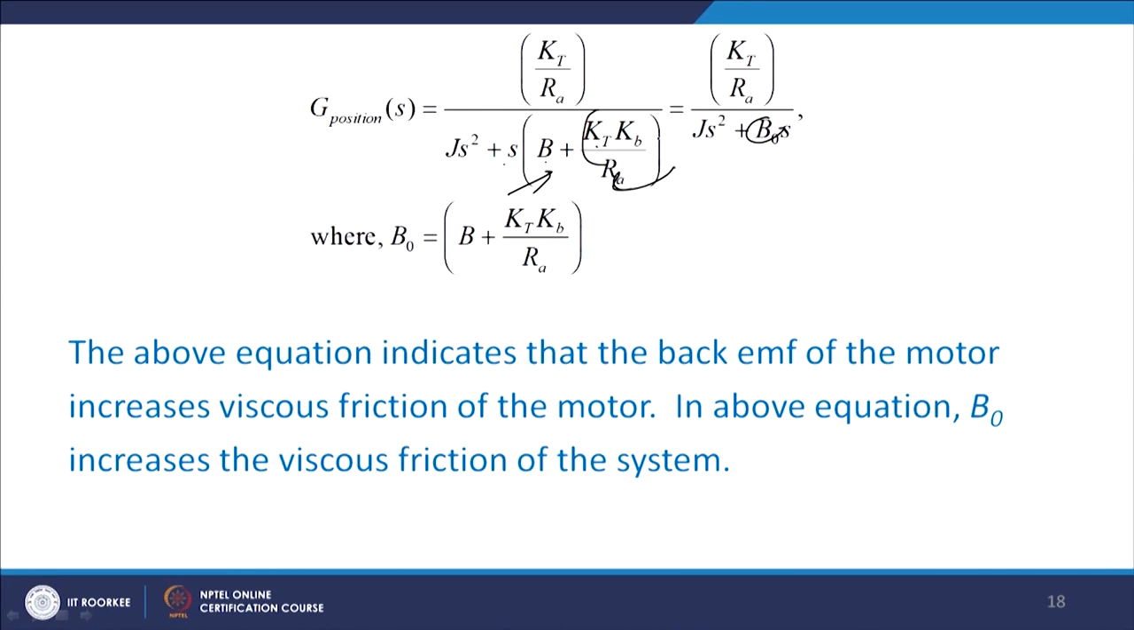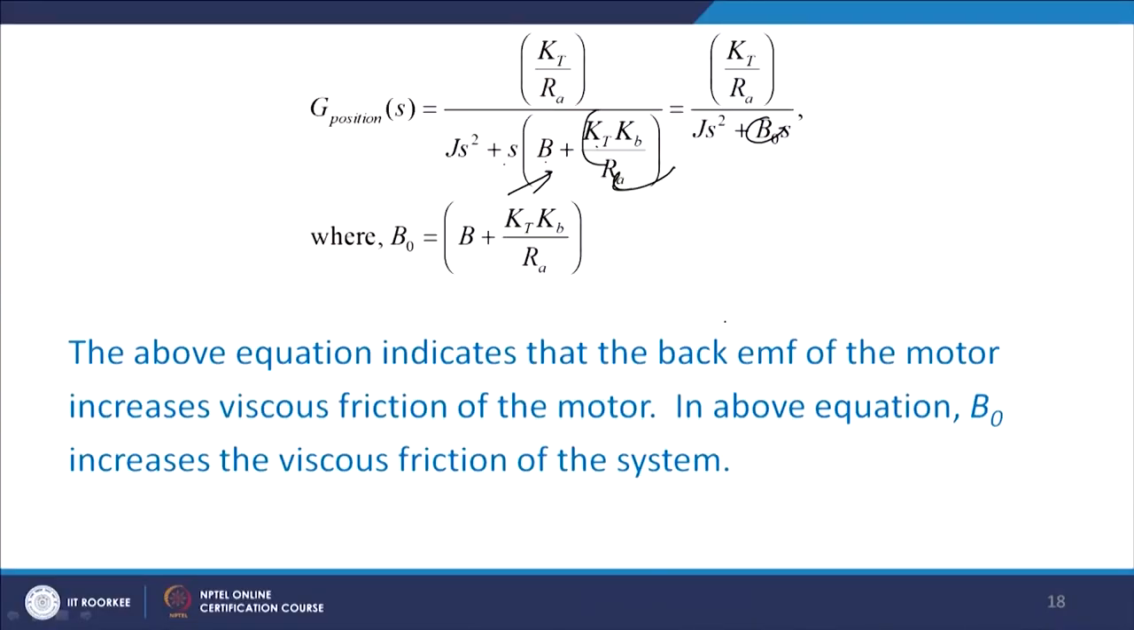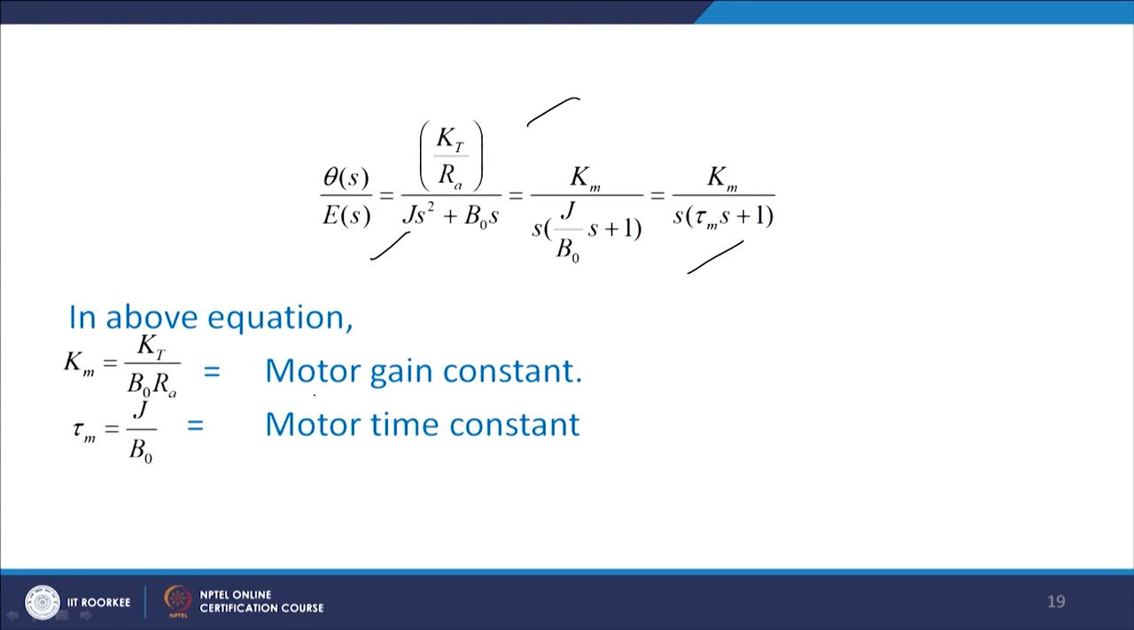Here KT, KB are responsible for the back EMF. Because of this back EMF, the viscous friction also increases. So the above equation indicates that the back EMF of the motor increases the viscous friction of the motor. In the above equation, B0 increases the viscous friction of the system. It has been simplified again, and we have got KM equals KT by B0 RA, the motor gain constant, and tau M equals J by B0, the motor time constant.